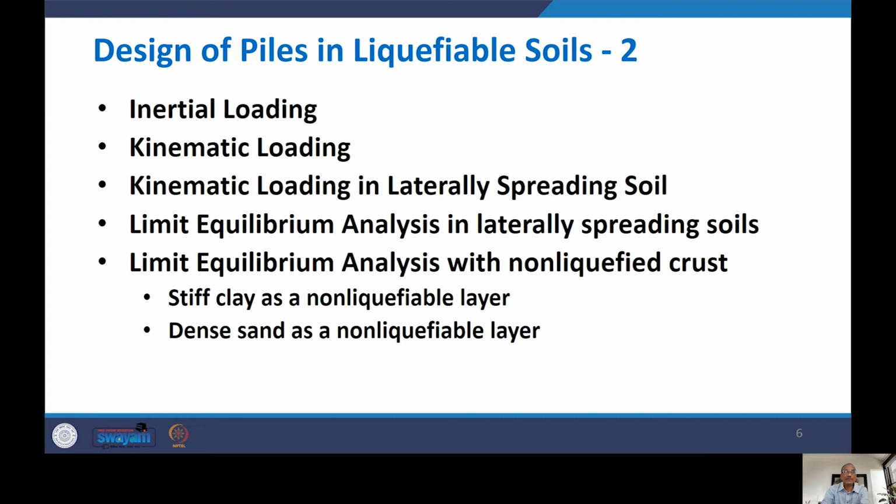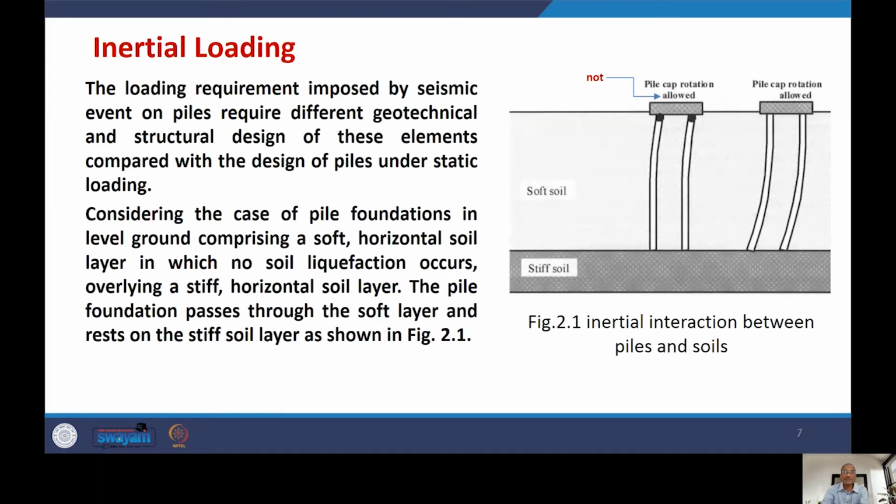So let's discuss the first one, inertial loading, before we come to kinematic loading. When we talk about inertial loading, you could see figure 2.1, where a pile group is passing through a soft soil, which is underlain by a stiff soil. Pile tips are resting in the stiff soil, and there are two cases. One case is where pile cap rotation is not allowed. The second case is where pile cap rotation is allowed. So we are going to discuss both cases. What is the effect of inertial interaction between piles and soils?